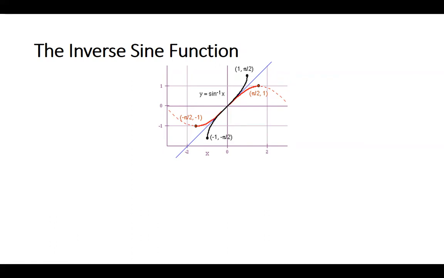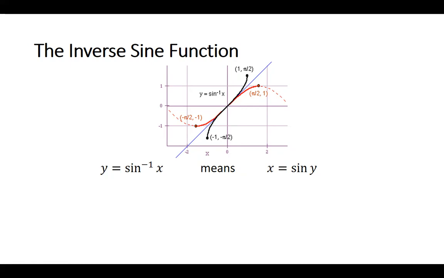So now we see that the red curve is our original sine function. The black curve is the inverse sine function for that same segment that we've got there. So y equals sine inverse of x. So notice that we've got that -1 over the sine. That's saying take the inverse function of sine. It's not saying to take the reciprocal of sine, so just be careful.